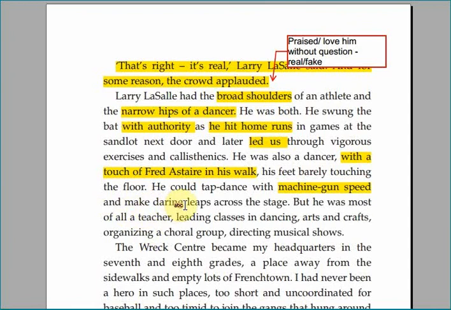And he makes daring leaps. So he's able to do things that are quite brave. But mostly he was a teacher. Now, the fact that he was a teacher and then he'd tell all the things he did, dancing, arts and crafts, choral group, musical shows, puts him in a position of authority, but also puts him in a position where he should be trusted by those children. So you normally trust a teacher, but Larry Lasalle has put himself in the position of a teacher, but maybe he shouldn't be trusted.